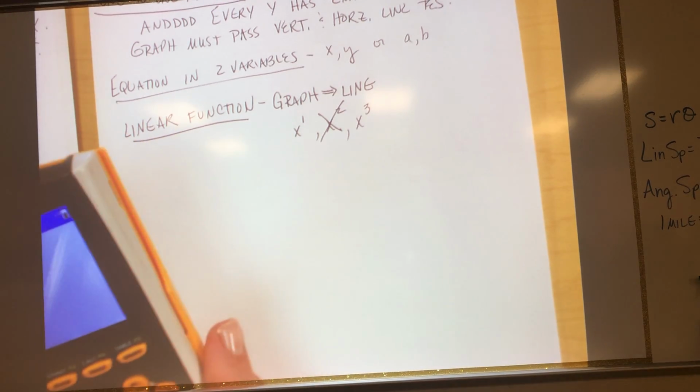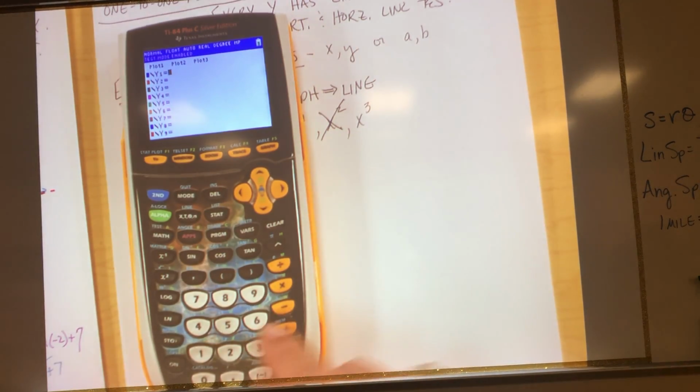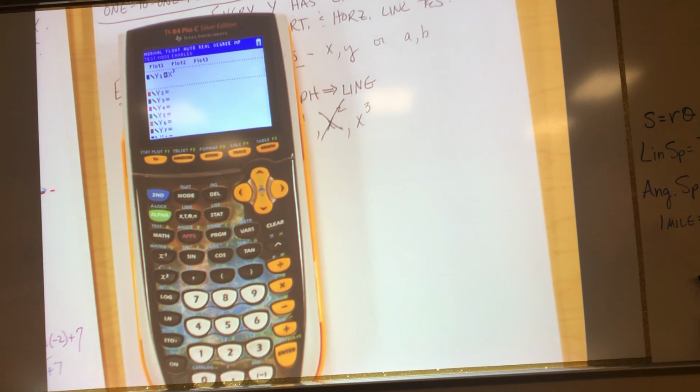Okay, so here's what it looks like. An x raised to the third power, all right? It's called a cubic function, okay? So when I graph it, there it is. Is that a line?